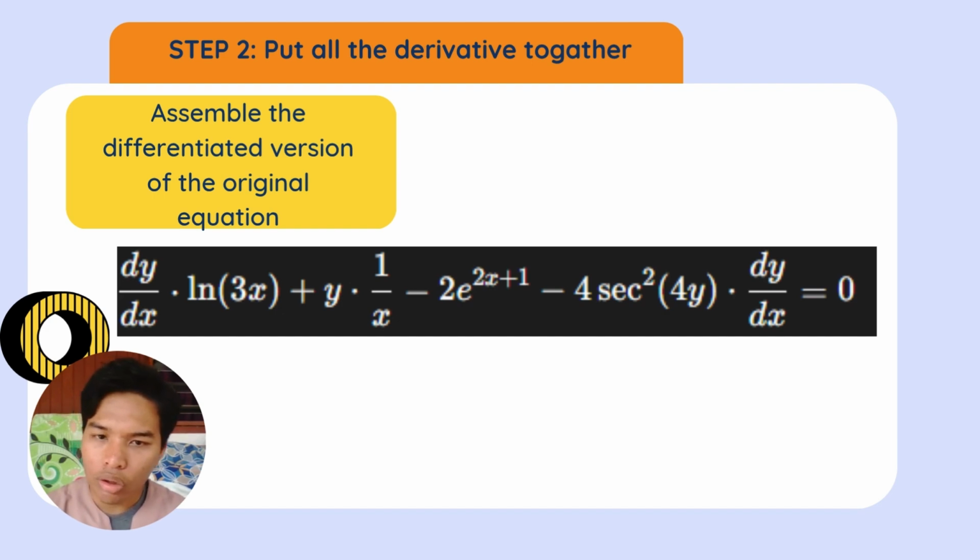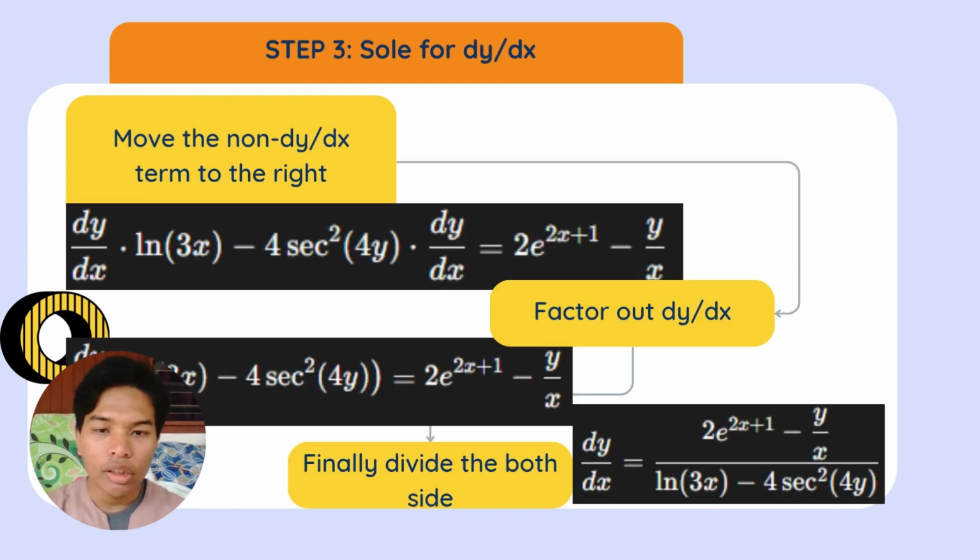After all, we put all the derivatives together. Assemble the differentiated equation into the original equation. Means all the differentiated functions we assemble back into the original equation. Lastly, we solve for dy/dx. First, we need to move the non-dy/dx terms to the right. After that, we factor out the dy/dx. And finally, we divide both sides.